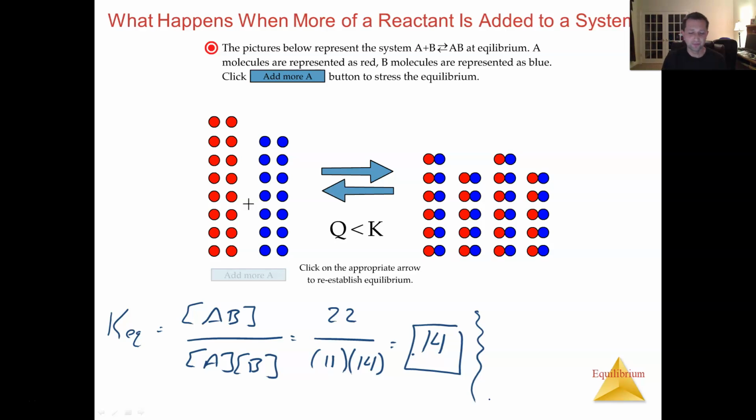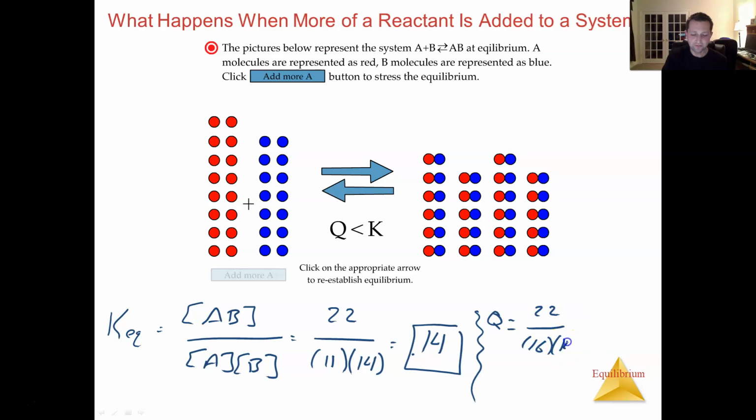How did I mess it up? Let's figure that out. We want to find out what our Q value is. That was a previous lesson. Q is the same formula, right? Q equals AB over A times B. But this is our snapshot in time, right? Because we just added the stress to the reaction, we need to see how the reaction is going to move to undo that stress. So if we count everything up again, Q is equal to 22 over, now I added some A, I now have 16 of those.